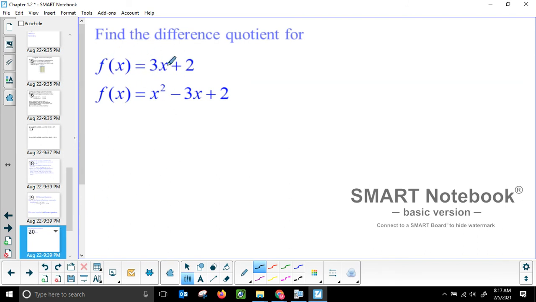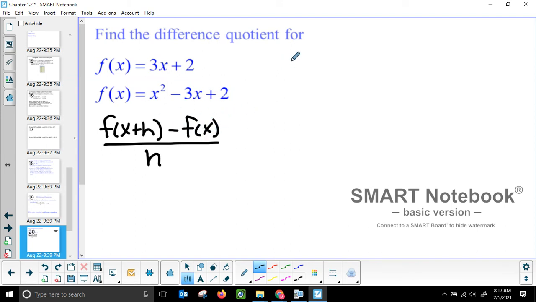All right, first I'm going to go ahead and look at f of x equals 3x plus 2. I'm using my difference quotient, f of x plus h minus f of x all over h. So I'm going to need two things here: f of x plus h, and minus f of x. And of course, for now, I'm just using 3x plus 2 as my f of x.